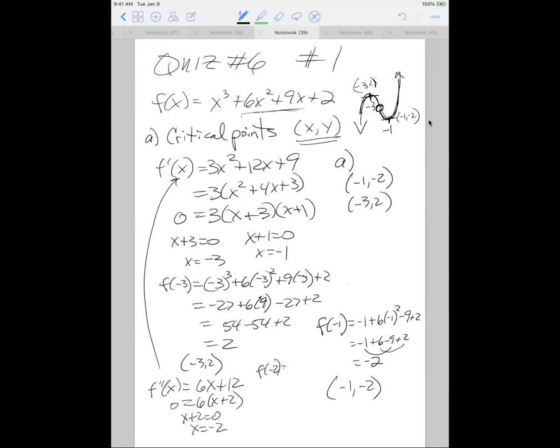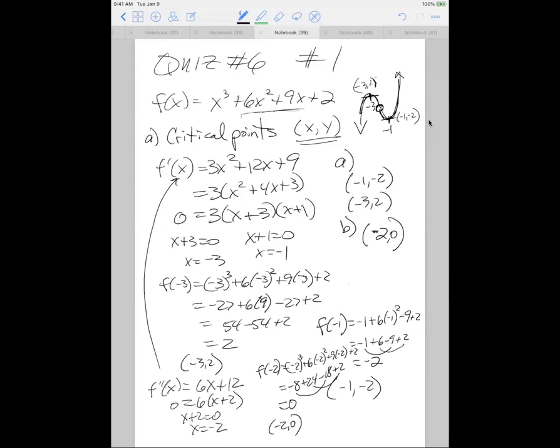f of minus 2 equals minus 2 cubed plus 6 times minus 2 squared plus 9 times minus 2 plus 2. And that gives us minus 8 plus 24, minus 18 plus 2. That gives us minus 26 plus 26, that equals 0. So we've got (negative 2, 0). So the answer to part B in terms of (x, y) is (negative 2, 0).